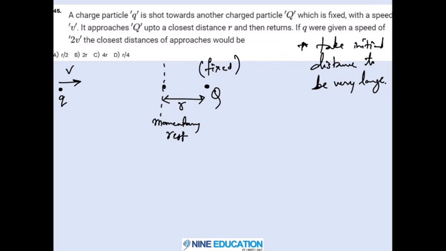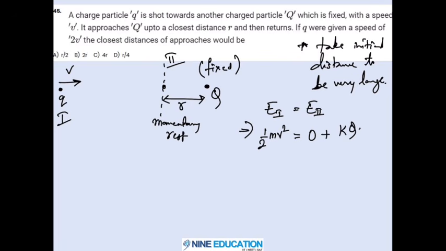Now assume that this is position 1 and this is position 2. You know what to do. Total energy at position 1 is equal to total energy at position 2. At position 1, energy is half mv square. There is no electrostatic potential energy because we are taking initial distance to be very large. That is equal to energy at position 2. At position 2, kinetic energy is 0 and electrostatic potential energy is K capital Q small q divided by R.